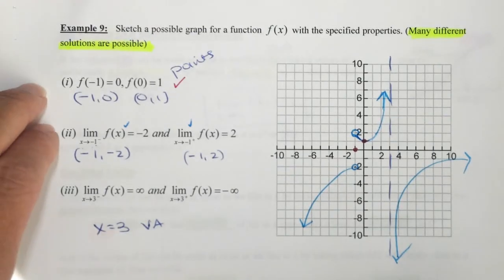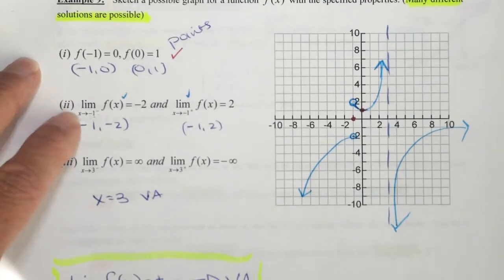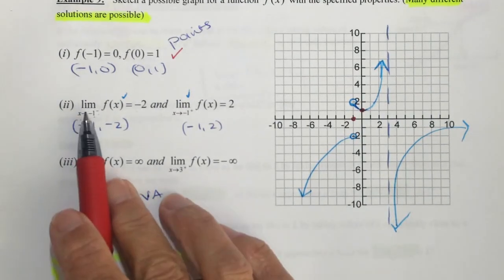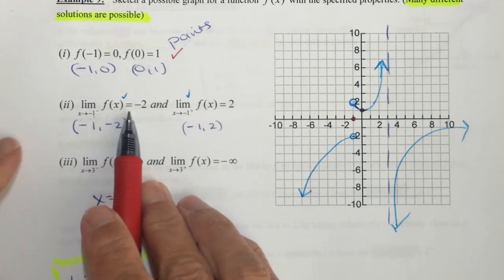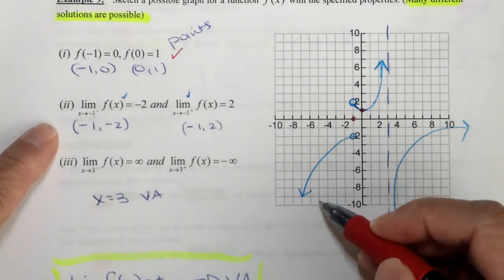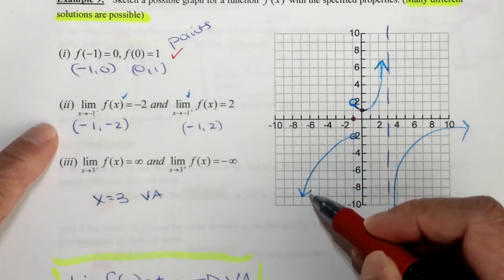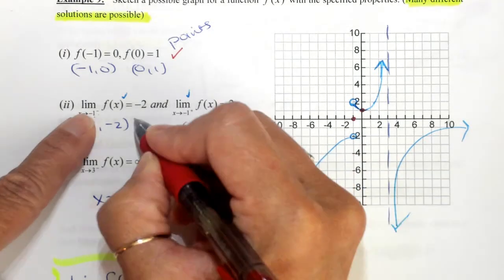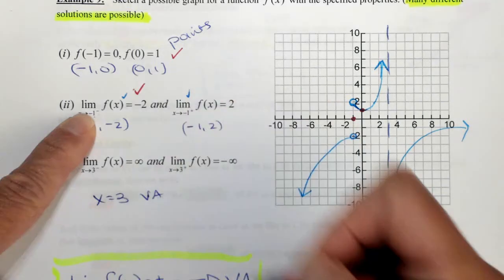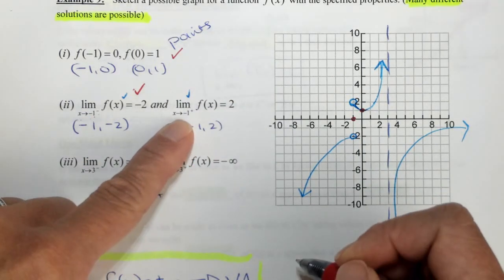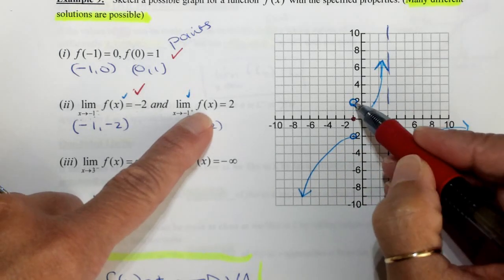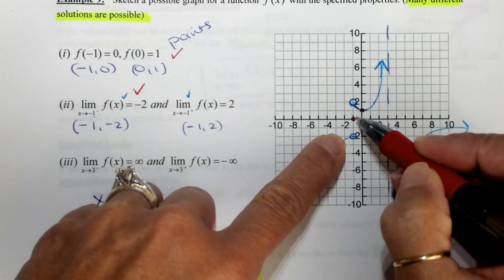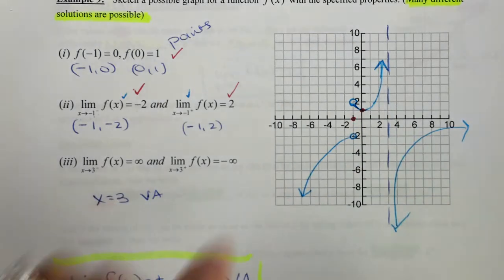The points I'm 100% sure on, so I'm going to skip those. Here, I need to evaluate the limit as x approaches -1 from the left, and make sure I'm approaching -2. Here's my graph. Here's -1 coming from the left. I'm at -2. Definitely done. Check. The limit as x approaches -1 from the right is equal to 2. Now, we already double-checked these points, so this is also good.